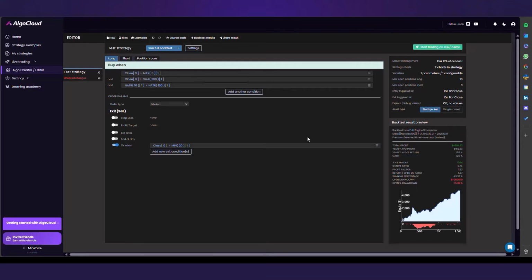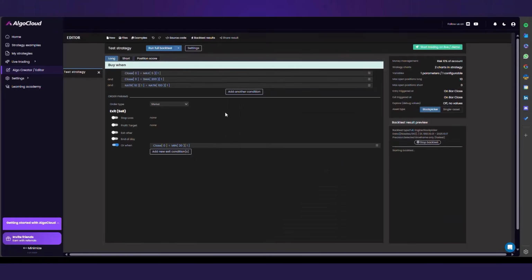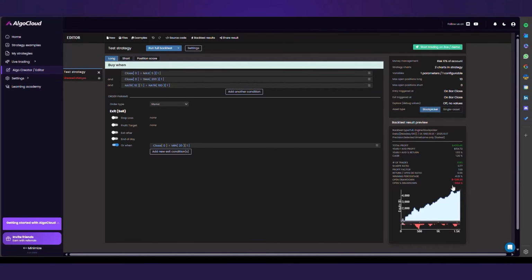Let's try the opposite variant, when volatility is lower. This gives us an even better result, a drawdown of around 9%, which is great.